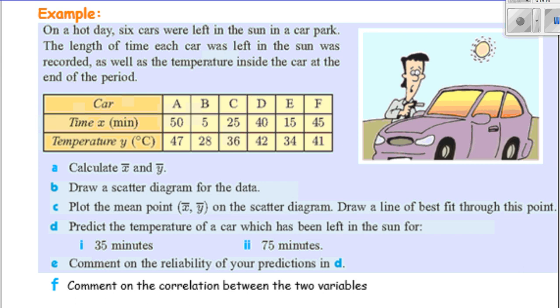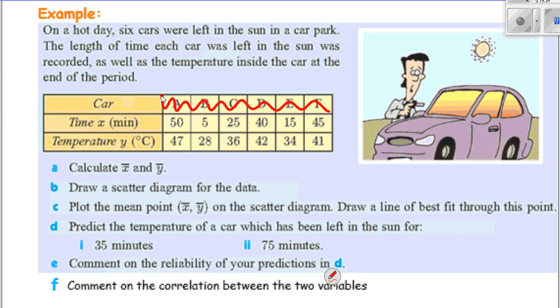The length of time each car was left in the sun was recorded, as well as the temperatures inside the car at the end of that period. So we've got time as your x and temperature as your y. A, B, C, D, E, F stands for the car, so try to think it's not important. A lot of people think you have to plot that, and that's happened in a few exams.